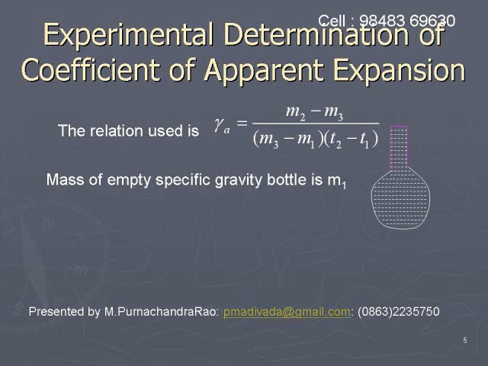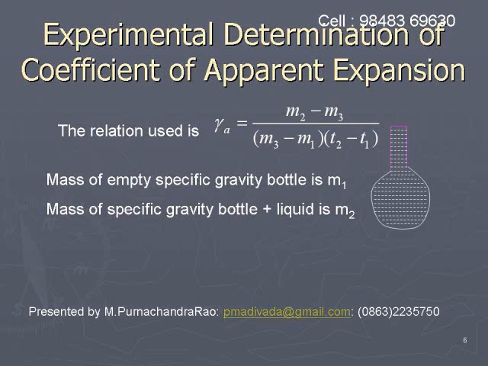On the right side we notice a specific gravity bottle filled with a liquid. Now let us try to understand the different terms used in this relation. Mass of empty specific gravity bottle is m1. So without filling the bottle with the liquid, we take its mass and it is taken as m1.